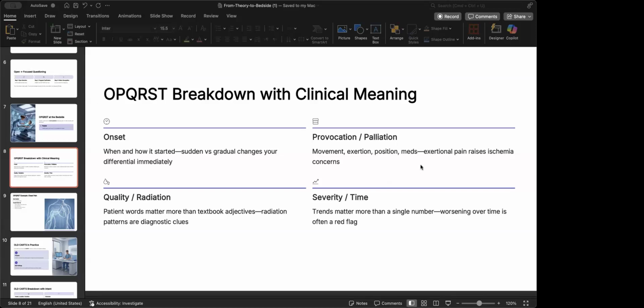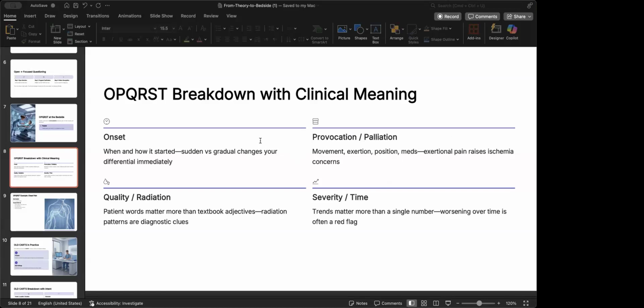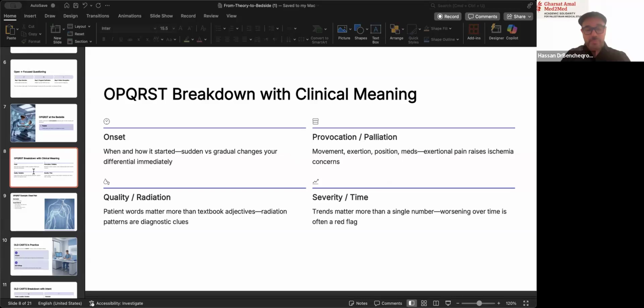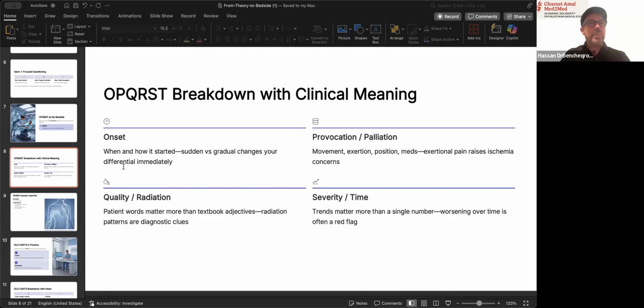So when I lift something, unfortunately, the pain gets worse and I have to drop it. You still have the S and the T, severity. Okay, severity. Didn't I ask about severity? I don't believe so.